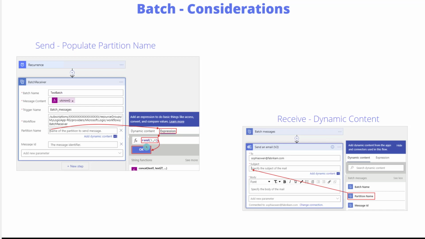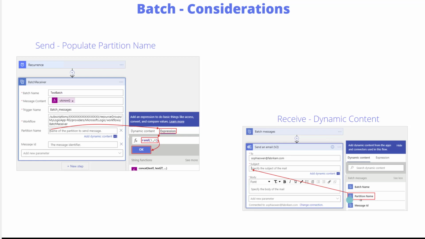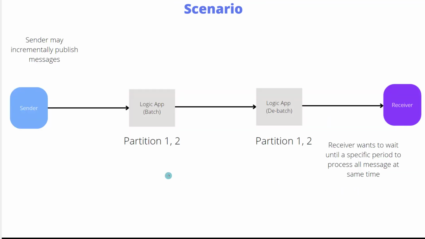That's fine. And then when we receive our batch, we can go ahead and access this information. So if we wanted to know which partition we were processing, we would have the ability to retrieve that from our dynamic content as well. So let's go ahead and see a demo.